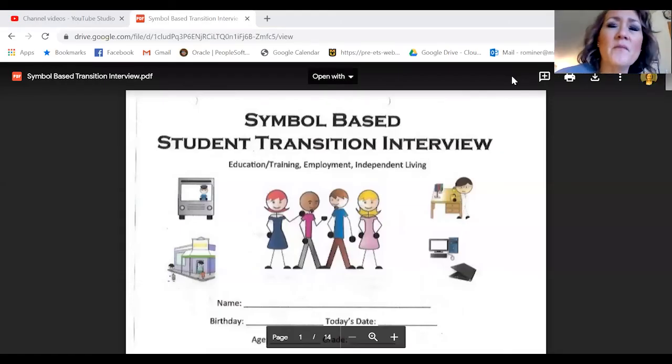Hi, this is Becky Romine, and I'm going to do a symbol-based student transition interview for you. It's basically an interest inventory, which is something that we do with our students to find out what the student likes, what the student's interested in, what the student wants to do. And this specifically talks about what the student wants to do once he or she transitions out of high school.